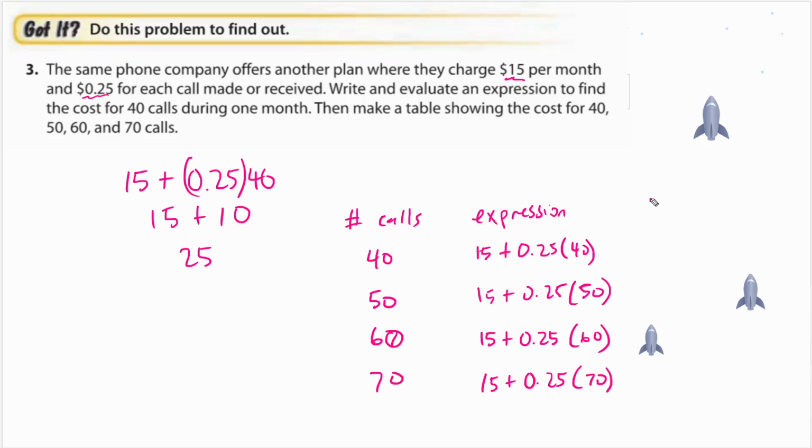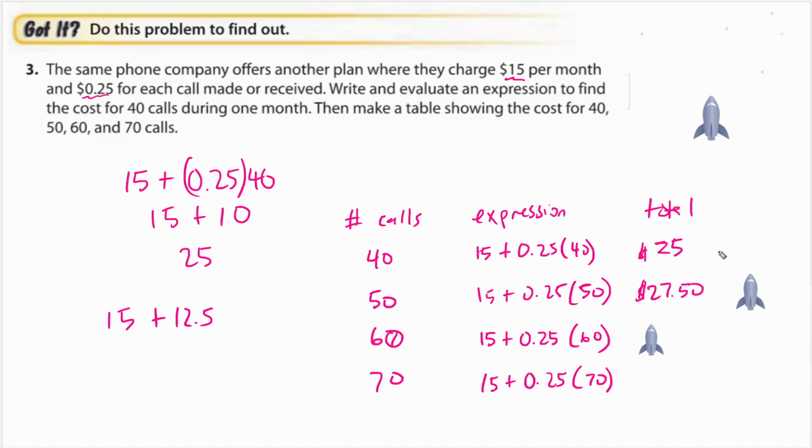So we know already that the total cost for 40 calls is $25. So let's do it again for 50 calls. Well, 50 times 0.25, that's 12.5. We add the $15 to that. And what do we get? We get $27.50. So look, we see the pattern emerging probably already, but let's do one more just to make sure.